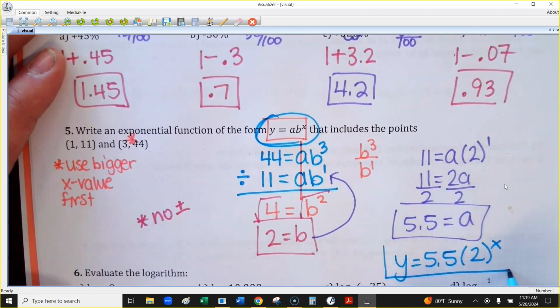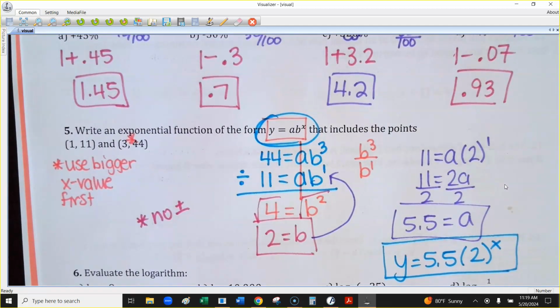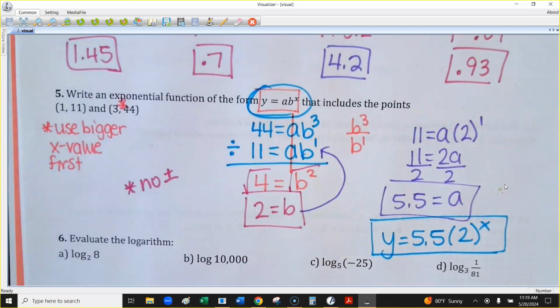The reason you don't want to multiply them together is because you have to do the exponent first in your order of operations. I guarantee on the multiple choice, for this question, there would be one that said 11 to the x. So don't multiply those together. You should have two separate values for a and b.